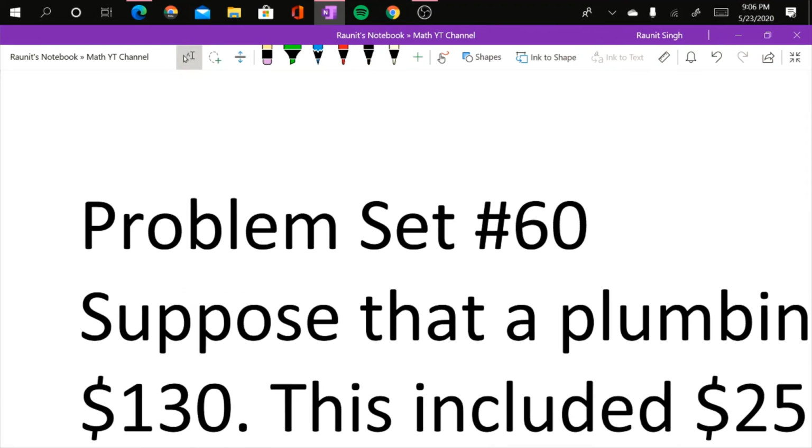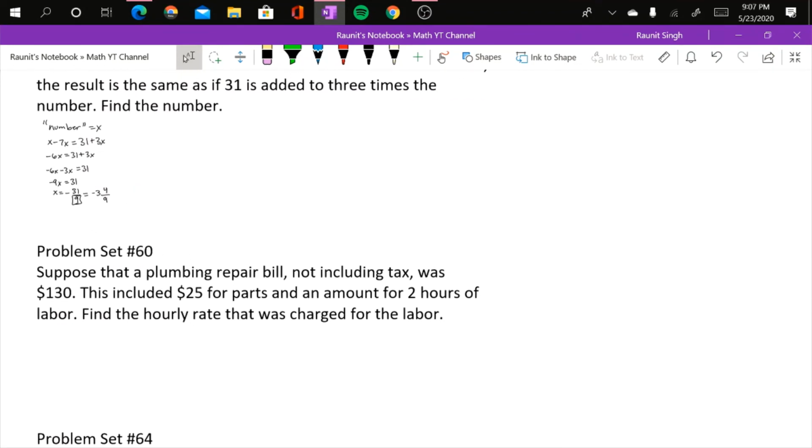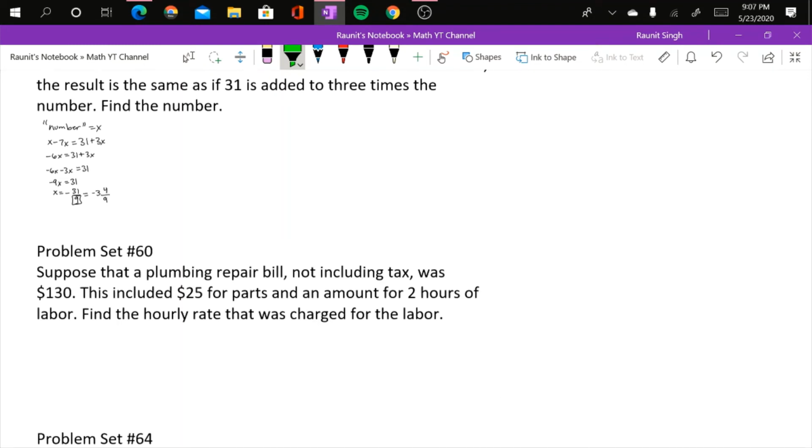Okay, so this is going to be another word problem. Suppose that a plumbing repair bill, not including tax, was $130. So we know that the bill is $130. This is $25 for parts and 2 hours of labor. So now we need to find the hourly rate that was charged for labor.